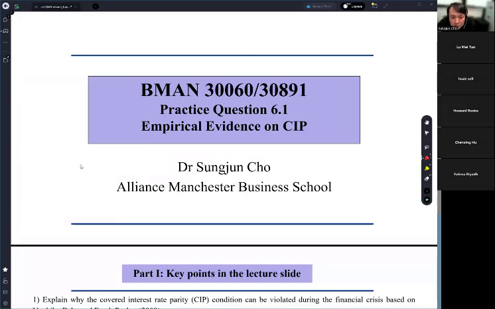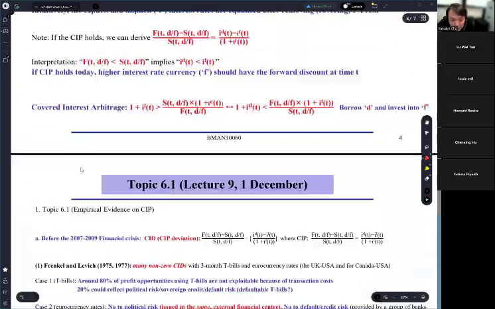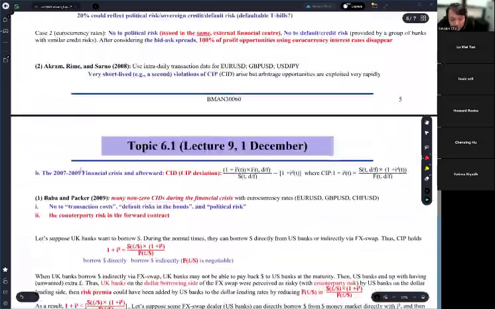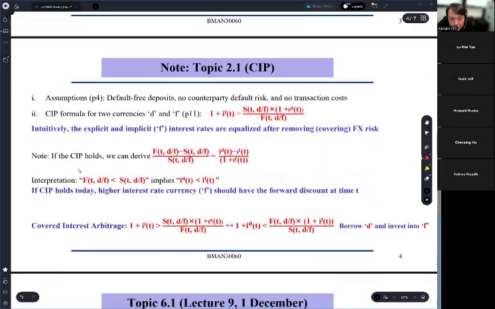Today, I'm going to talk about practice question 6.1, empirical evidence on CIP. Before talking about practice questions, I'm going to quickly review CIP and topic 6.1.